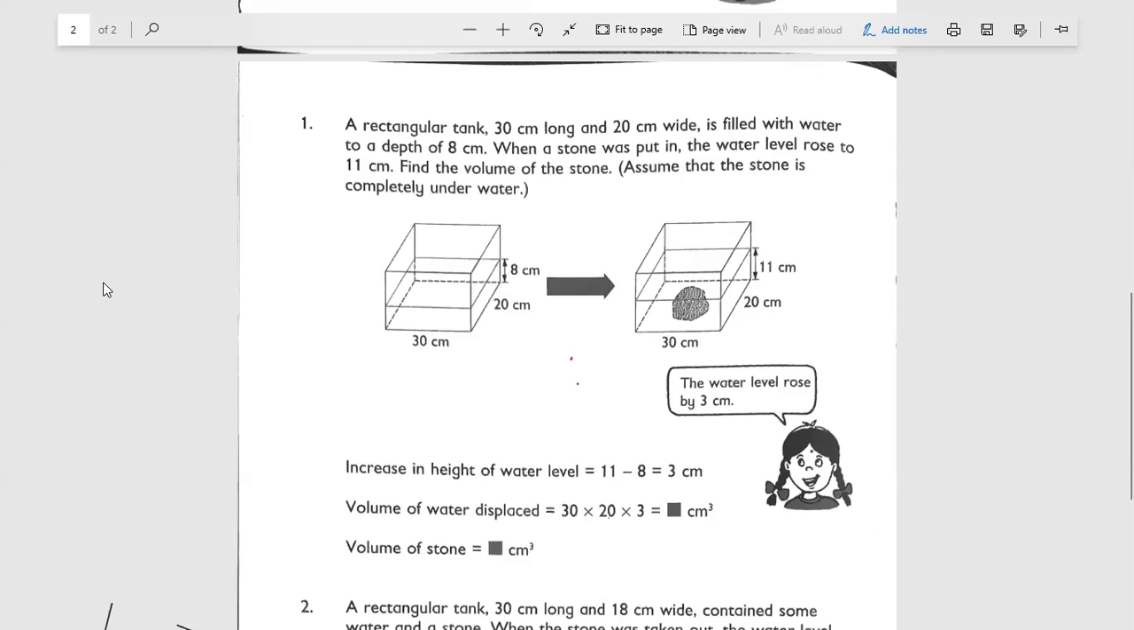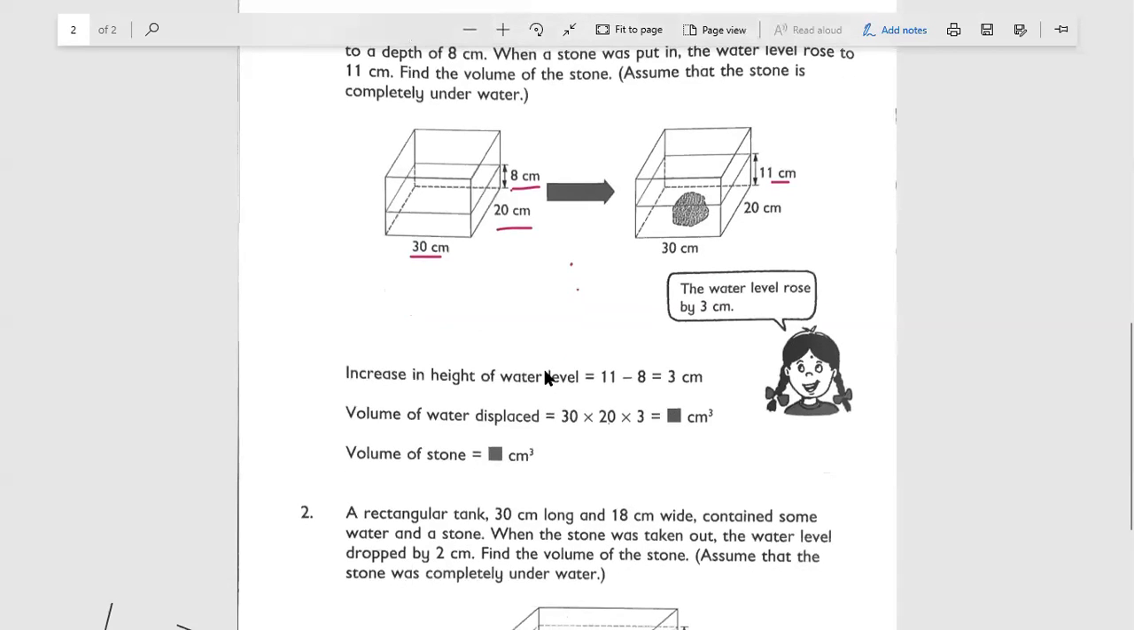Okay, then how about Charlie? Charlie, can you read the question number 1 again? Yes. Thank you. A regular tank 30 centimeters long and 20 centimeters wide is filled with water to a depth of 8 centimeters. When a stone was put in, the water level rose to 11 centimeters. Find the volume of the stone.